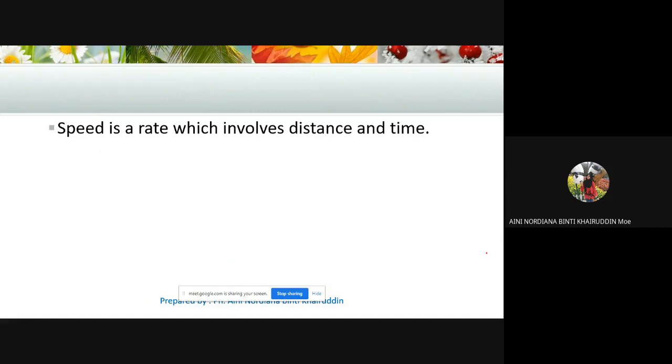Okay, speed is a rate which involves distance and time. Maksudnya tadi nak cari speed, distance bahagi time.